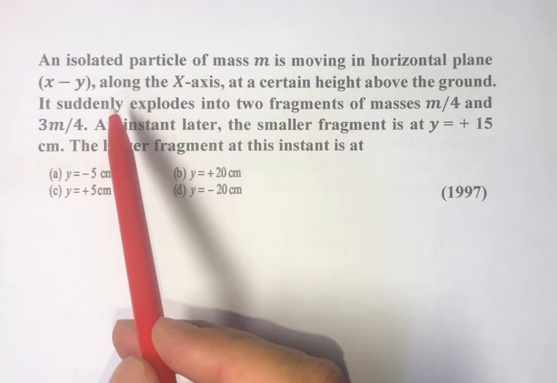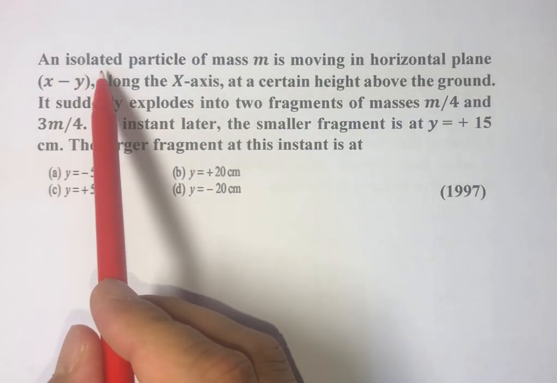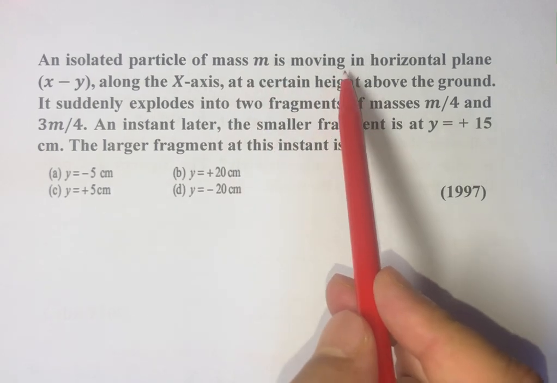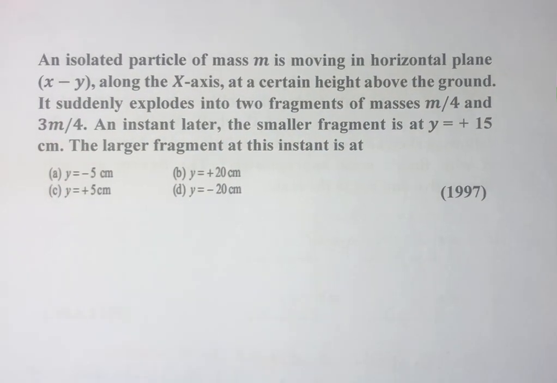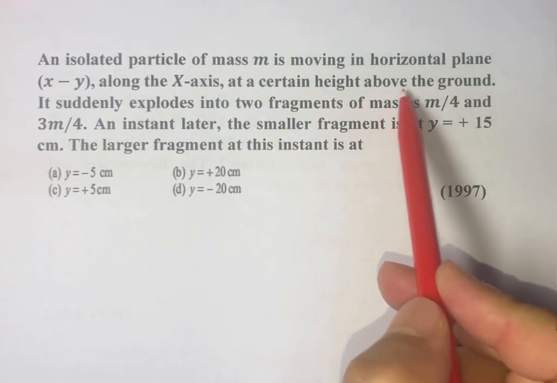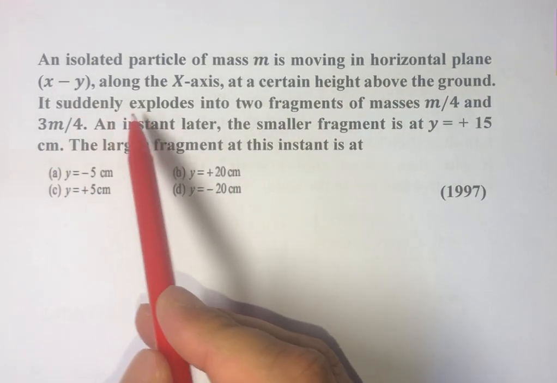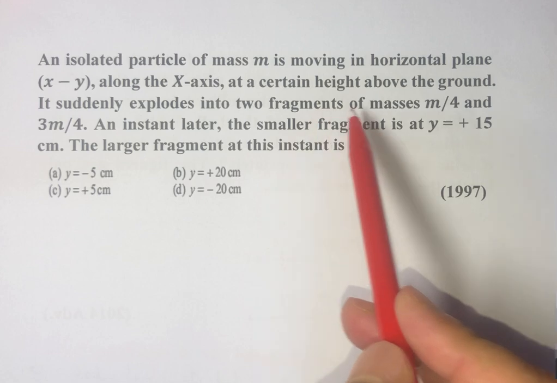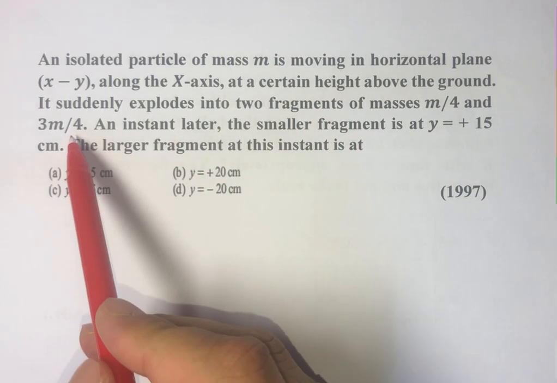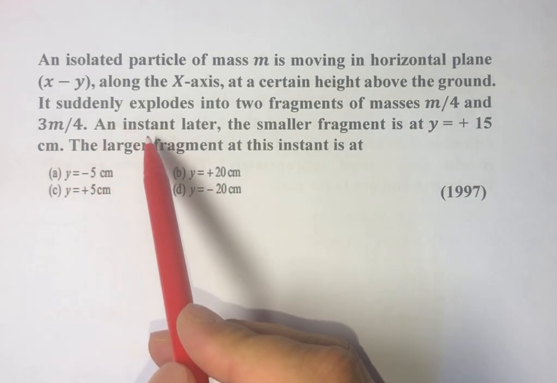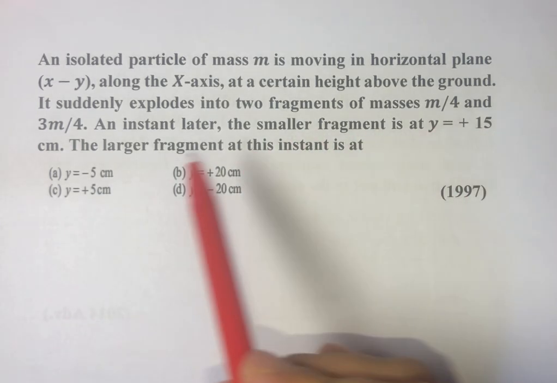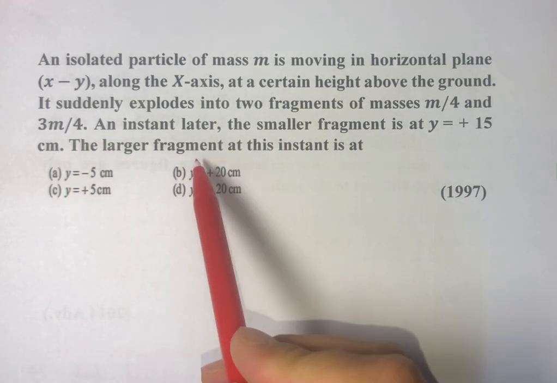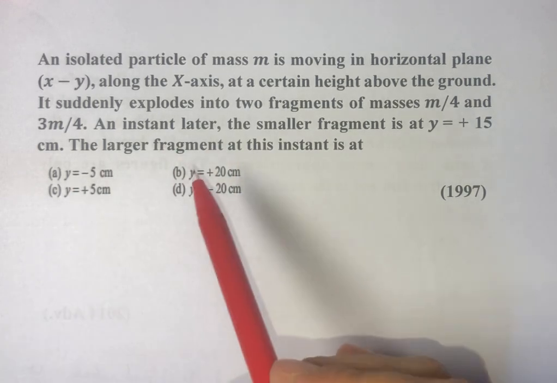Hello friends, in today's question, an isolated particle of mass m is moving in a horizontal plane xy along x-axis at a certain height above the ground. It suddenly explodes into two fragments of masses m by 4 and 3m by 4. At an instant later, the smaller fragment is at y is equal to plus 5 centimeter. The larger fragment at this point is at.